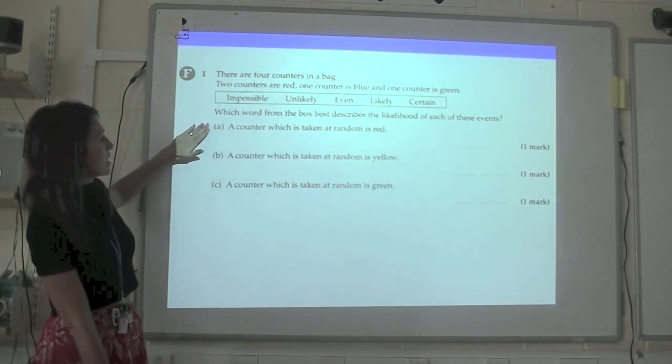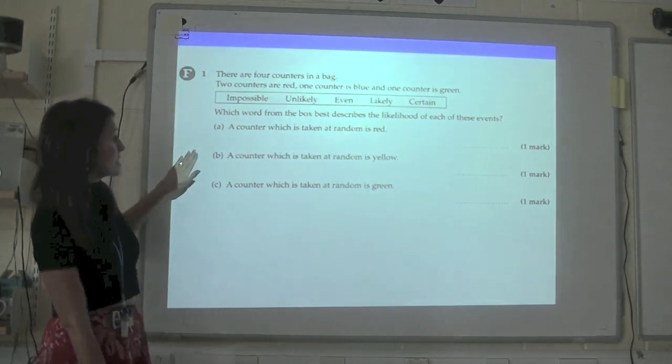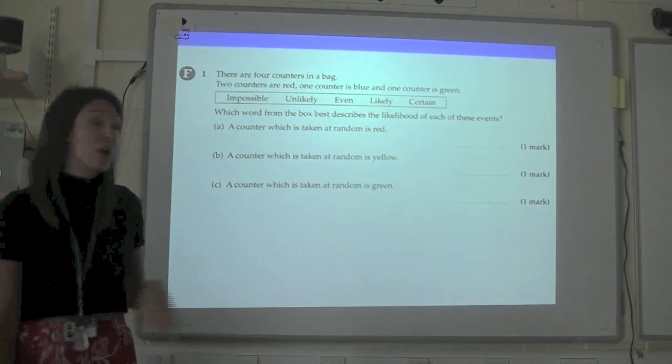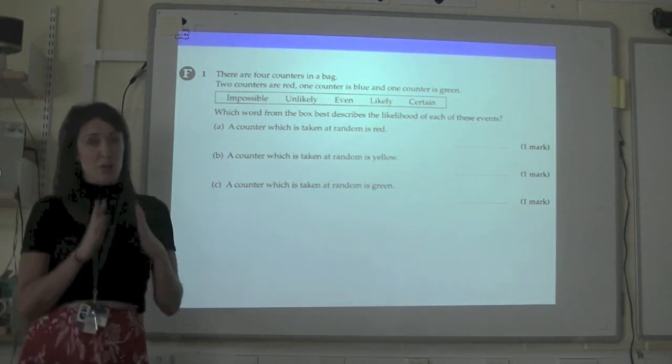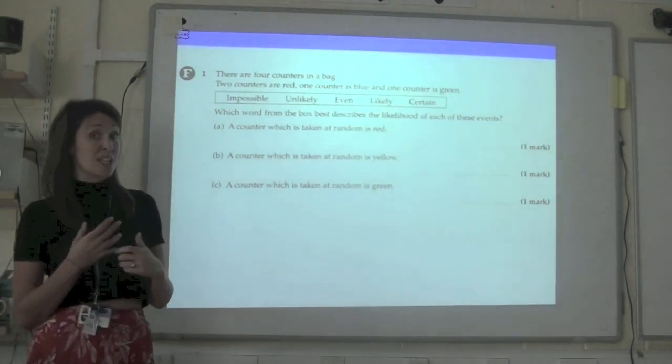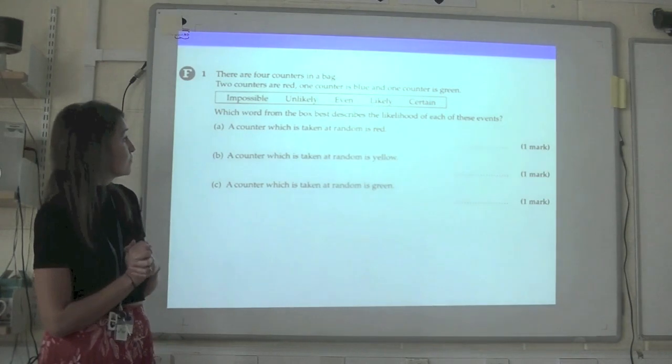So what is the likelihood that a counter which is taken at random is red? What is the probability a counter which is taken at random is yellow? And what is the probability a counter which is taken at random is green? I'm going to stop. And if you want to pause and have a think about those, then please do if you want to pause the video.